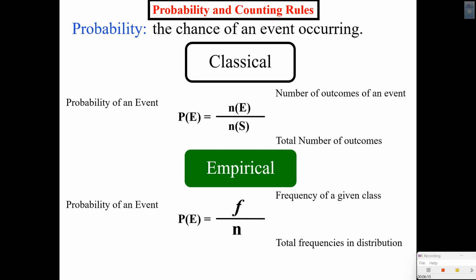Simple formulas, but they get us where we need to go. Once again, P of E equals F over N. Write that down if you need the description for each piece. It says the probability of an event is the frequency of a given class over the total frequencies in the distribution. All right? We good?